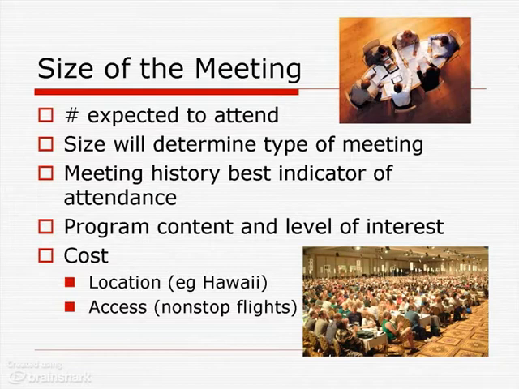The program content and the level of interest. So the size of the meeting, you'll need to know the program content and the level of interest. And what is the cost? What is the cost of having a meeting? It'll be a lot more expensive if your meeting is in Hawaii, for example, the access to the meeting, nonstop flights versus having to connect in various areas. So the size of the meeting will be determined by these things: the number expected to attend, the meeting history, the program content and how much interest there is, and the cost in getting to the meeting.